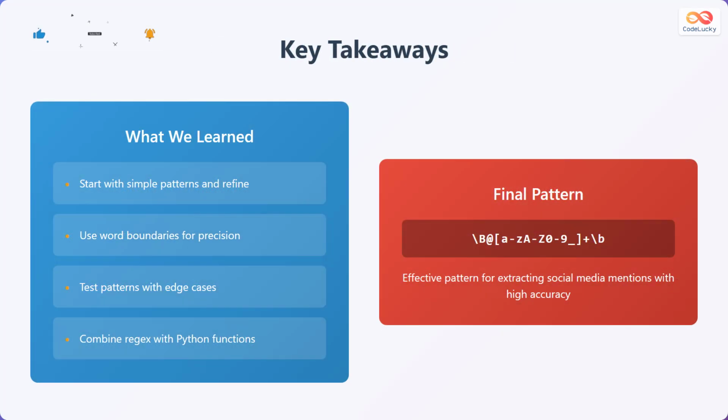Here are some key takeaways from this video. Start with simple patterns and refine them as needed. Use word boundaries for precision. Always test your patterns with edge cases. And finally, combine regular expressions with Python functions for efficient text processing. An effective pattern for extracting social media mentions with high accuracy is \B@ followed by square brackets, a-z, A-Z, 0-9, underscore, all enclosed in square brackets, plus sign, \b.